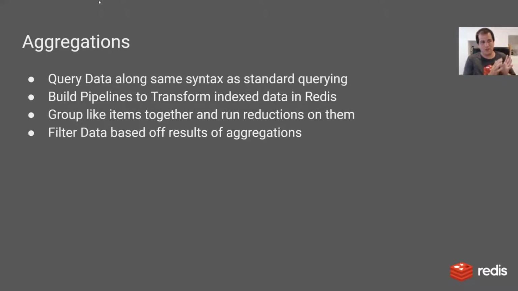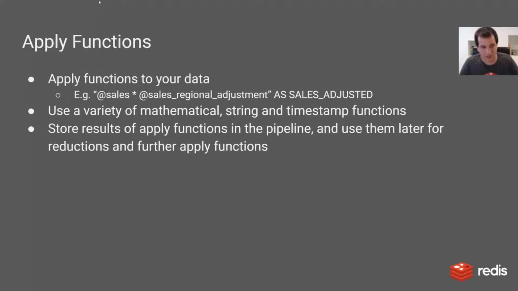But before we get into doing that stuff with .NET, we're going to look at aggregations and the different things you can do with aggregations. Aggregations are basically you can take your data that's stored in Redis and build pipelines of data that transform your index data in Redis. And then you can group like items together and then run reductions on them. And then you can filter those reductions and the results of those aggregations further down for other operations in your pipeline.